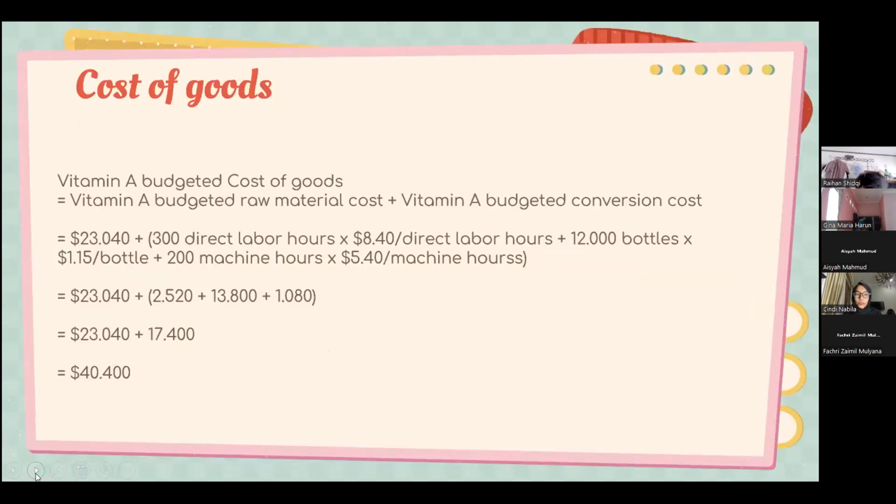This is cost of goods. The vitamin A budgeted cost of goods. The formula is vitamin A budgeted raw material cost plus vitamin A budgeted conversion cost, which we can see here. The budgeted raw material cost is $23,040.